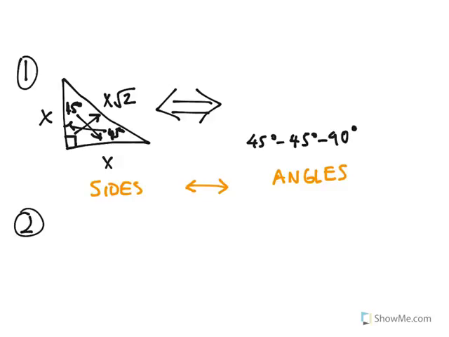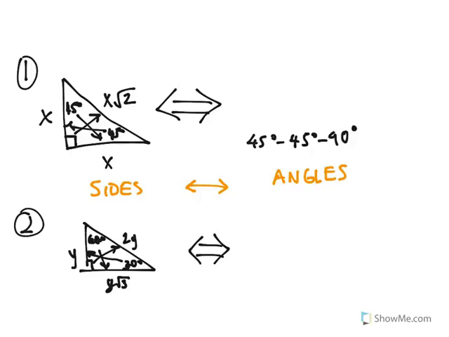Now the second type of special triangle that we learned about was the 30, 60, 90. So here we have 90, here we have 60, and here we have 30. The side across from 60 is always going to be y square root of 3. The side across from 30 is always going to be y, and the side across from 90 is always going to be 2y. So the angles that we use here are 30, 60, and 90.